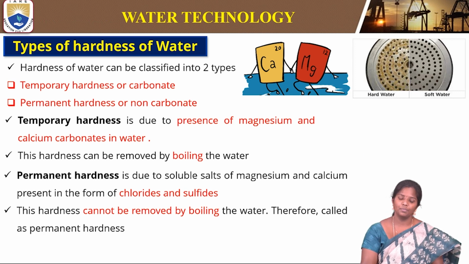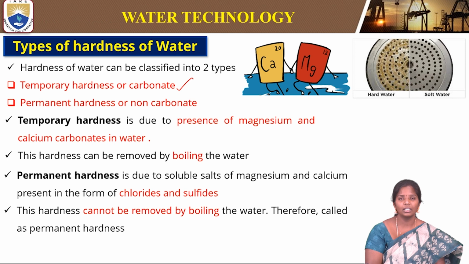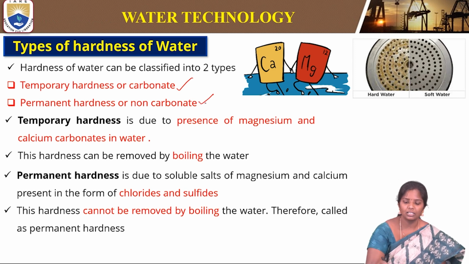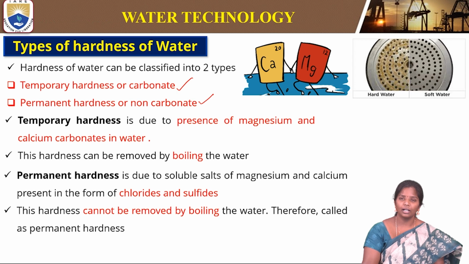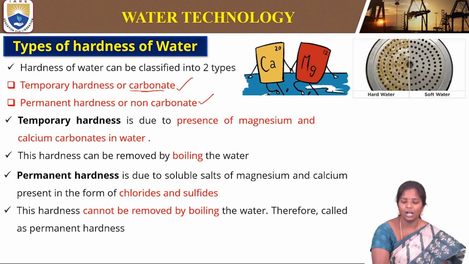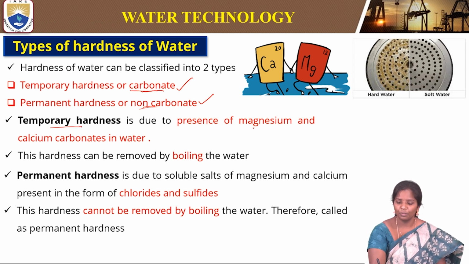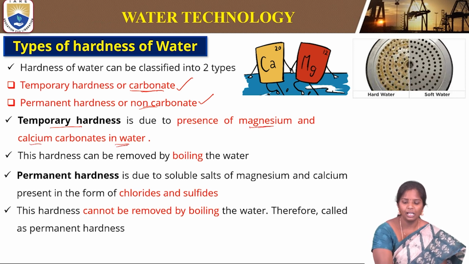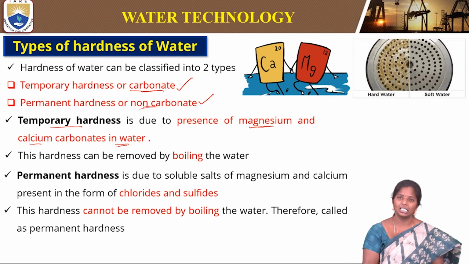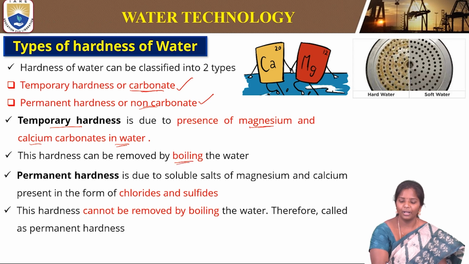Why are we calling them types? There are two types: temporary hardness or carbonate hardness, and permanent hardness or non-carbonate hardness. So we are saying that we have some cations or metals in the form of their salts. It can be either in the carbonate forms or non-carbonate forms. Depending on their removal, if they can be removed easily, then it is called temporary hardness, that is due to the presence of magnesium and calcium carbonates in water. These carbonates can be removed easily from the water through boiling. Therefore they are under temporary hardness, and this hardness can be removed by boiling.